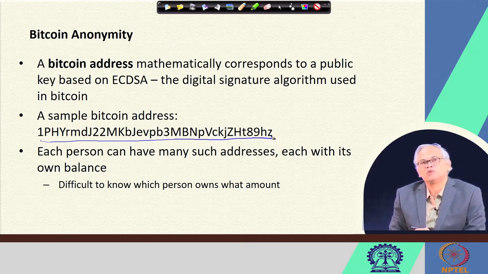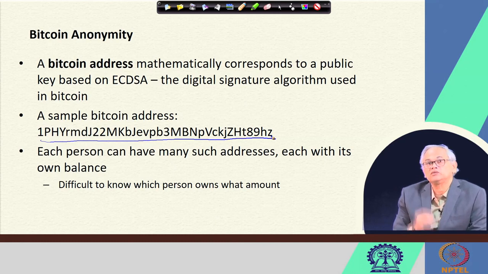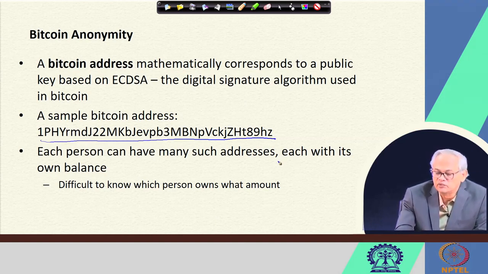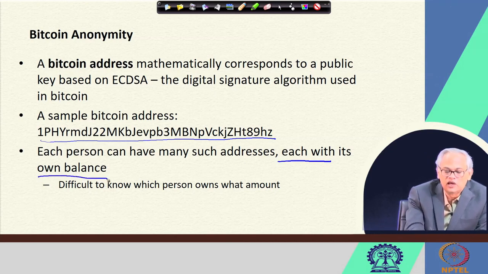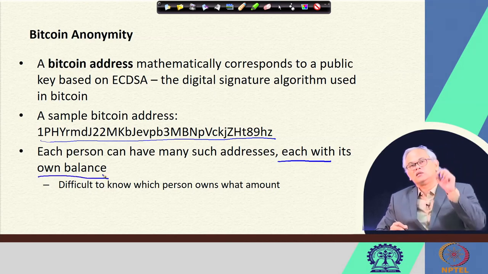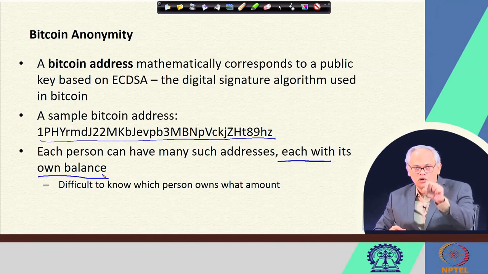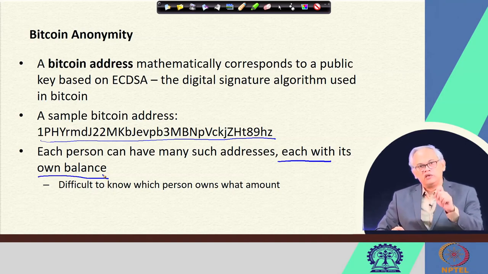So, the hash of the public key looks something like this, which is sent from Bob to Alice to make the payment to. And as we said, each person can have many such addresses and each can have its own balance. Of course, each will have to have its own balance, because these payments are being made to a particular such public key hash.